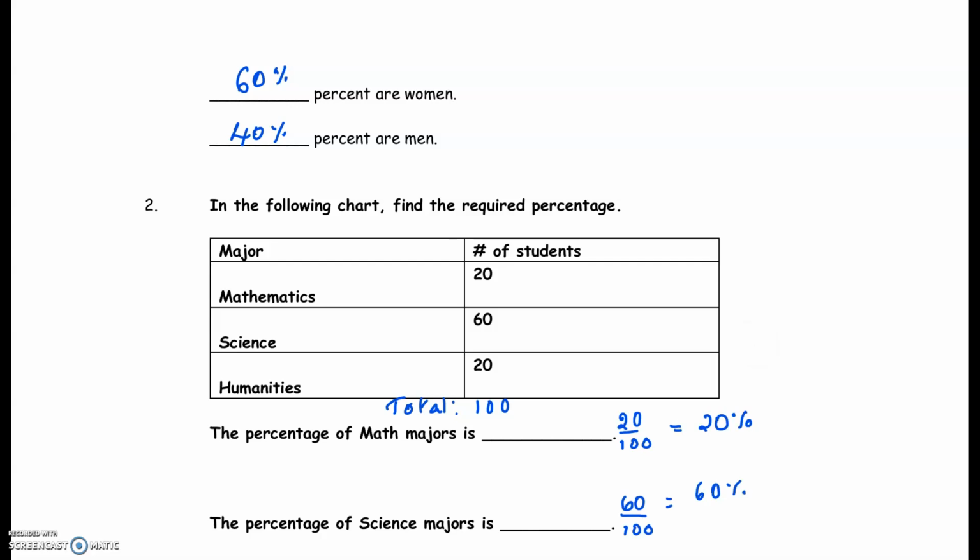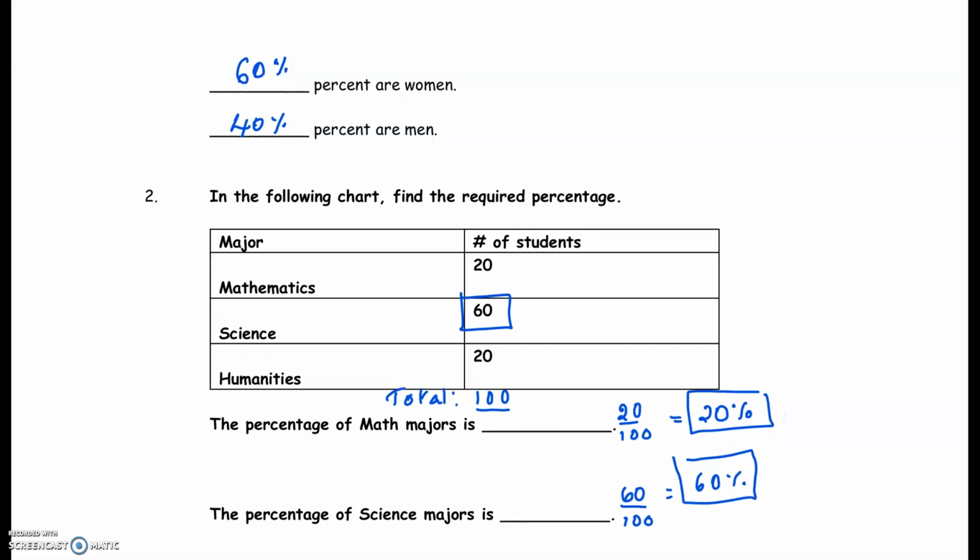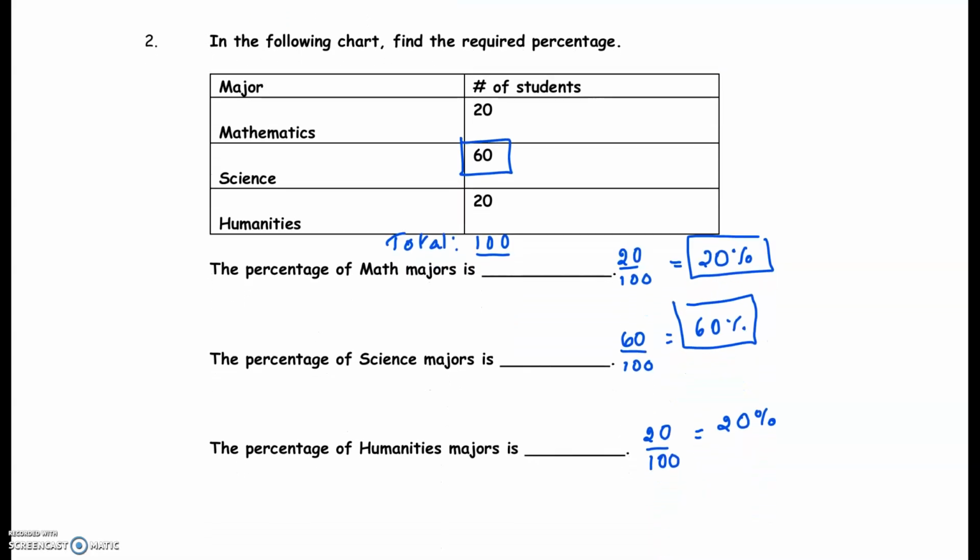Now let's look at the next one. So here we have a total of 100 students. 20 out of the 100 students are math majors. So 20% are math majors. 60 out of every 100 students are science majors. So that's 60% are science majors. The percent of humanities majors are 20 out of a total of 100. So that's the same as 20%.